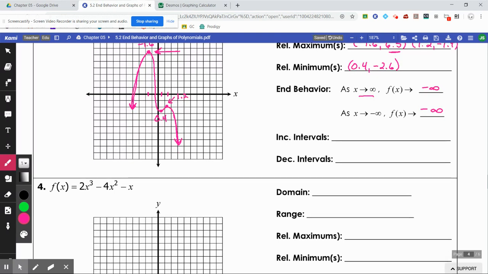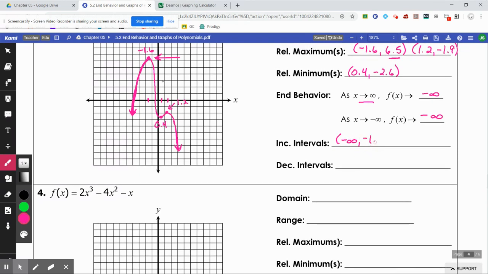So let's talk about increasing intervals, and we always read these from left to right. My graph goes uphill to this x value, so everywhere from negative infinity up to negative 1.6, I'm uphill. Then I start going downhill at that point. And I go downhill from that x value, negative 1.6, up to this x value, which was 0.4. Then at this x value, over to this x value, I go uphill again. So from 0.4 up to 1.2, I'm uphill. Then I'm downhill from there to infinity.